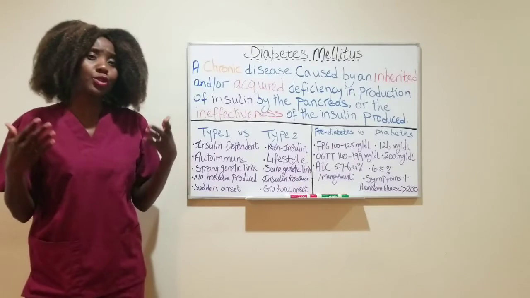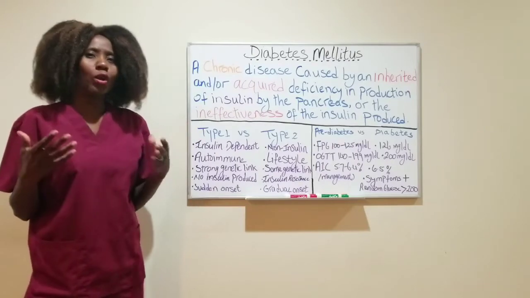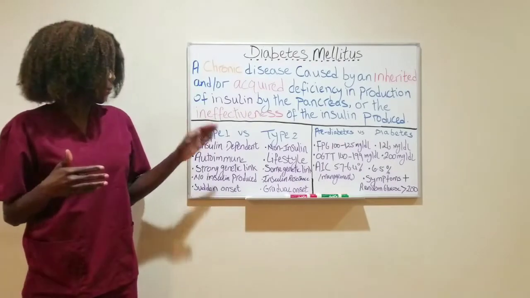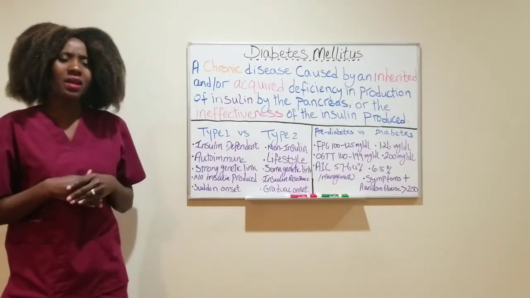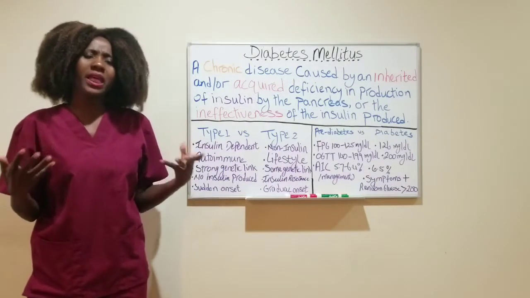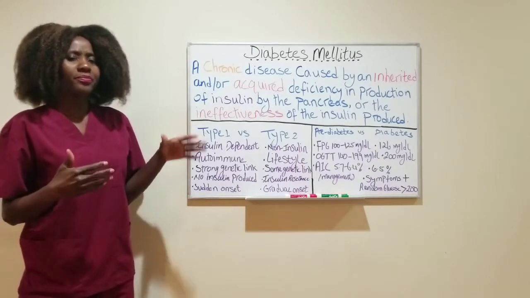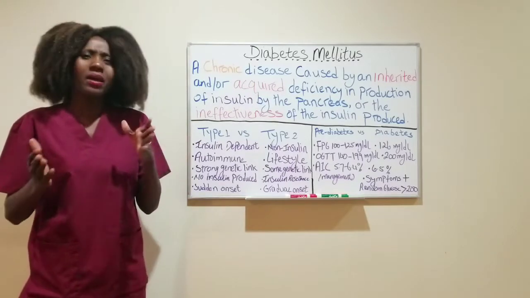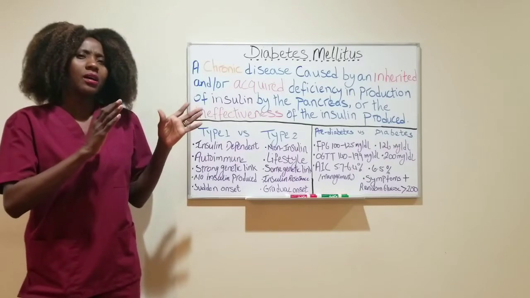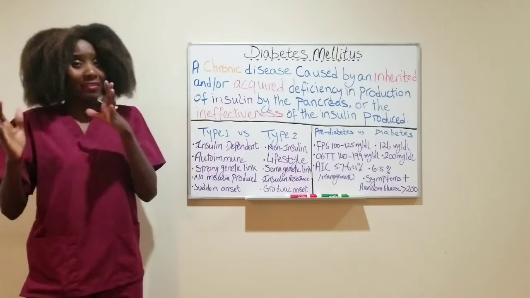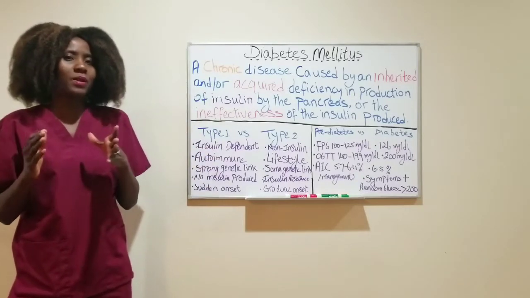Now, let's talk about sugar and the role of sugar in causing a person to develop diabetes. Many people usually think that eating too much sugar contributes to a person becoming diabetic. That is true and false at the same time. So, let me explain why.